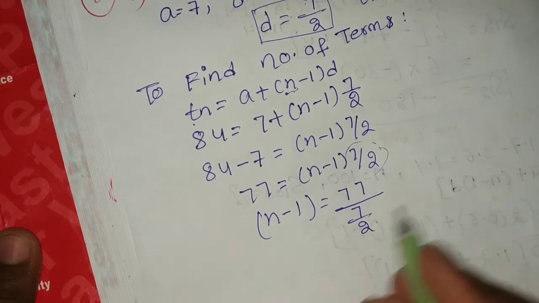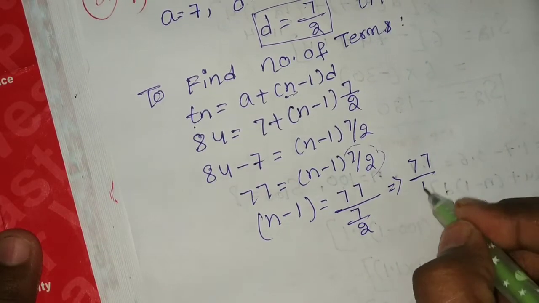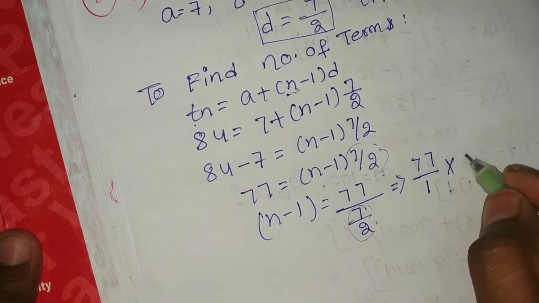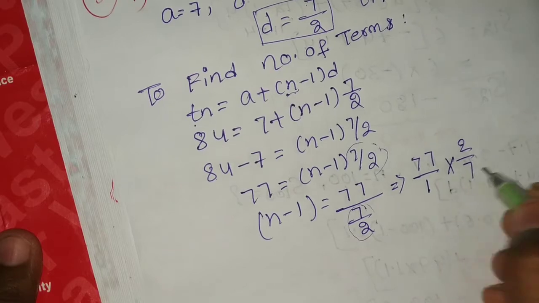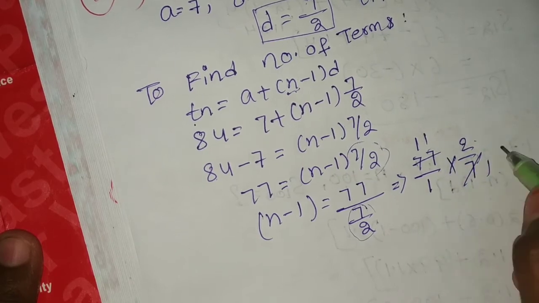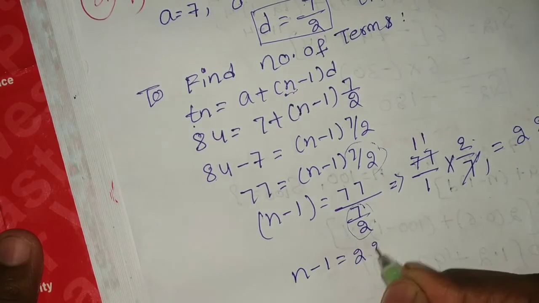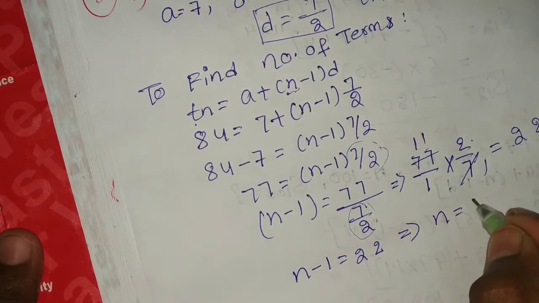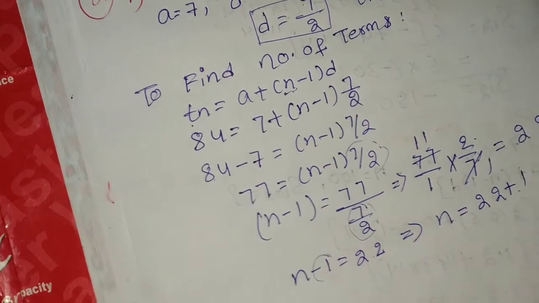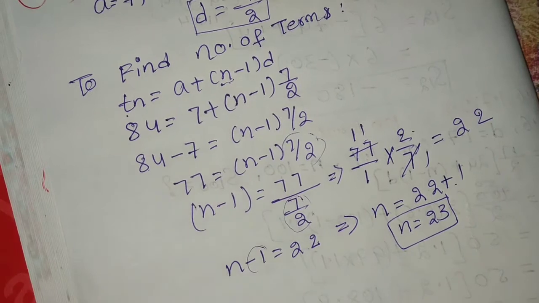So this one can be written as 77 divided by 7 by 2. Since this is in the denominator, we get a reciprocal when we multiply: 2 by 7. Are you getting? 7 1s is 7, 7 11s is 77. So what we get here? 11 2s are 22. So n minus 1 is equal to 22. That implies, what is n? 22 plus 1, because minus 1 will become plus 1 when we move to the right side. These are the basics. So n is equal to 23. Understand?